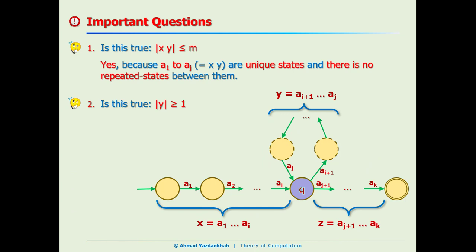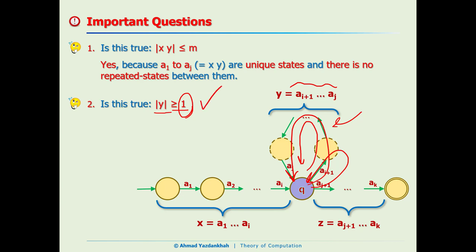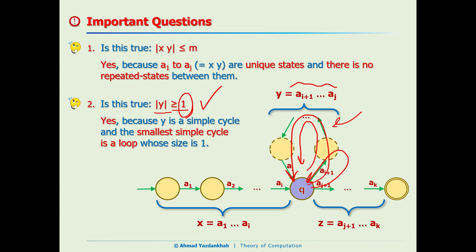Okay, next question. Is this the case that the size of Y is greater than or equal to 1? So we are talking about this or this. Is this the case? Yeah, just remember that we said it is a simple cycle from here to here, right? What is the simplest simple cycle? A loop. And if it is a loop, its size is 1. Otherwise, it is more than 1. So, definitely this is a true statement as well. All of these questions I am asking will have some meaning shortly.